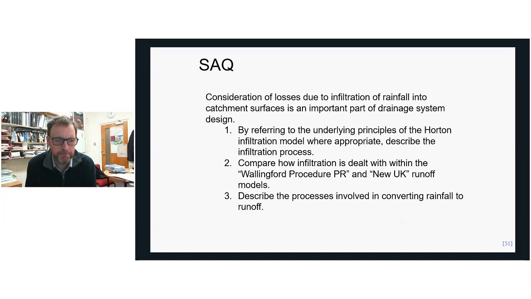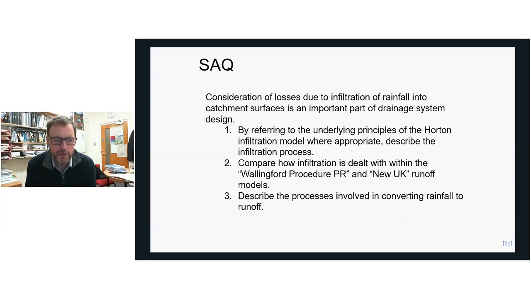So question 1. By referring to the underlying principles of the Horton infiltration model where appropriate, describe the infiltration process. So what was special about the Horton model? Remember, what was special was that it wasn't constant infiltration. And remember, over time the infiltration rate changed. So think about why it changed and how it changed.